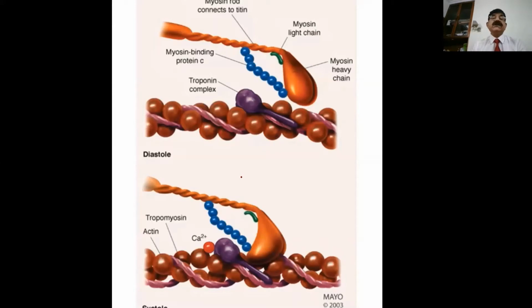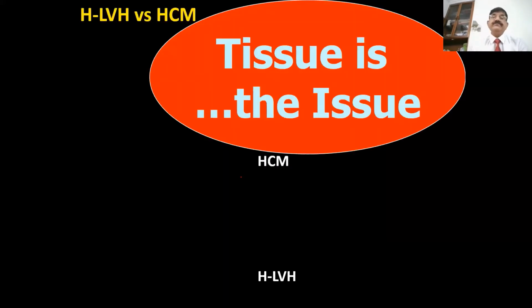As clinicians, we are not geneticists. We don't have to remember all the 127 or 174 mutations, but remember, this is the job of a geneticist to find out which type of mutation is there. Why is it important? Because each mutation may have a different phenotype and a different prognosis.